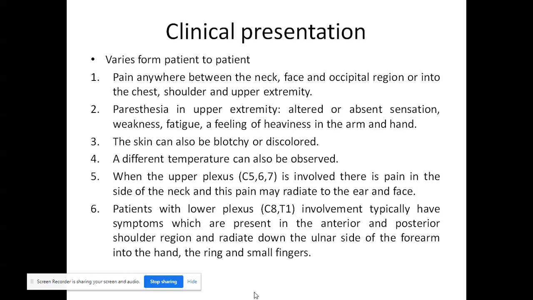Fifth point, when you're talking about brachial plexus compression, it is divided into upper and lower: C5, C6 upper, C8, T1 lower. When the upper plexus is involved, there is pain in the side of the neck, and this pain may radiate to the ear and face. Whereas when the lower plexus is involved, it typically has symptoms in the anterior and posterior shoulder region that radiate down the ulnar side of the forearm into the hand, the ring and small fingers. Thus, when the pain is seen in the upper extremity, it is usually lower plexus. When the pain is seen towards the face or the side of the neck, it is the upper plexus.